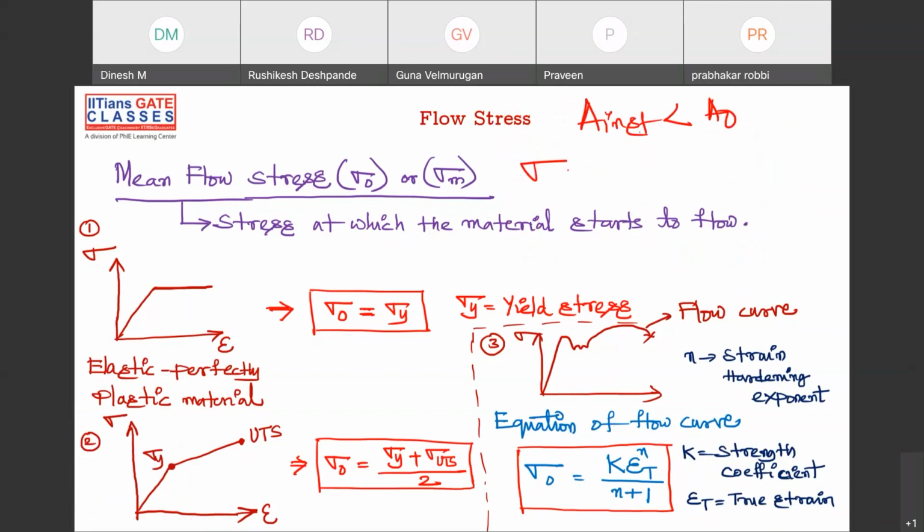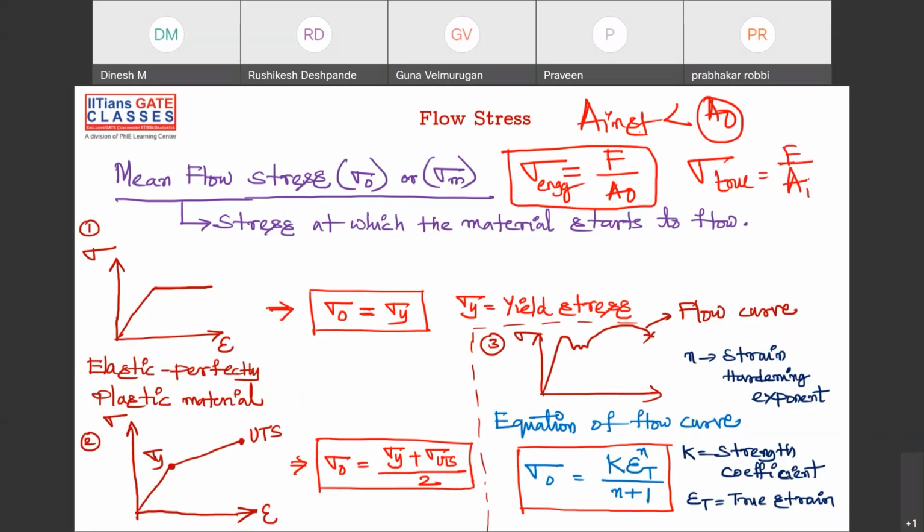But generally in stress, you write F by A naught. Directly you write this original area. You are not caring about the instantaneous area. So whenever you write force divided by original area, that is known as engineering stress. By default, the resisting force offered by the material divided by the original cross-sectional area is known as engineering stress. What is true stress? True stress is nothing but force divided by the instantaneous area.